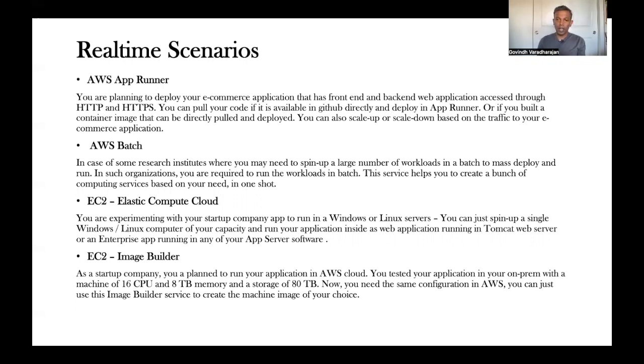Okay. Here I just gave an example of like you tested your application on-prem with a machine of like 16 CPU and 8 terabyte memory and storage of 80 terabyte, and now you need the same configuration in AWS. So what you will do, you will build this image, right, with the same configuration, and start using that machine for your application to run.